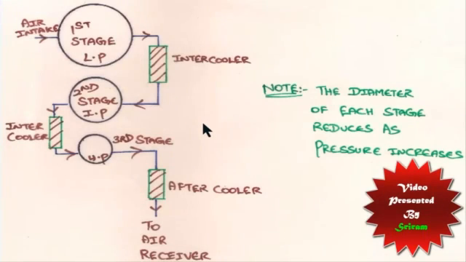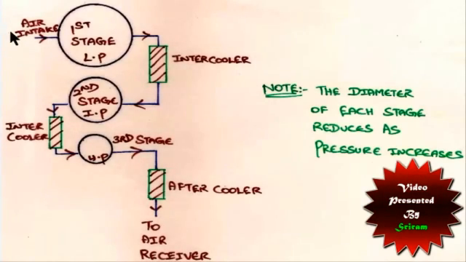Here is the symbolic arrangement of a multi-stage air compressor. So air intake through the suction filter to the first stage, or the low pressure stage, and then it goes to the intercooler, then on to the second stage, that is intermediate pressure, and then it goes to the intercooler to the third stage or the high pressure stage, and then through the aftercooler goes to the air receiver.